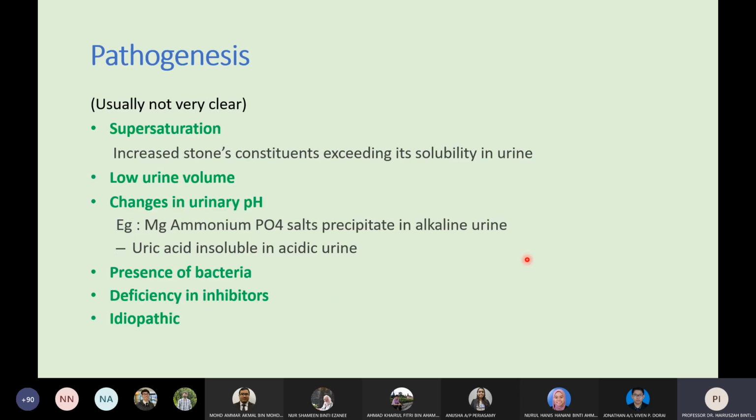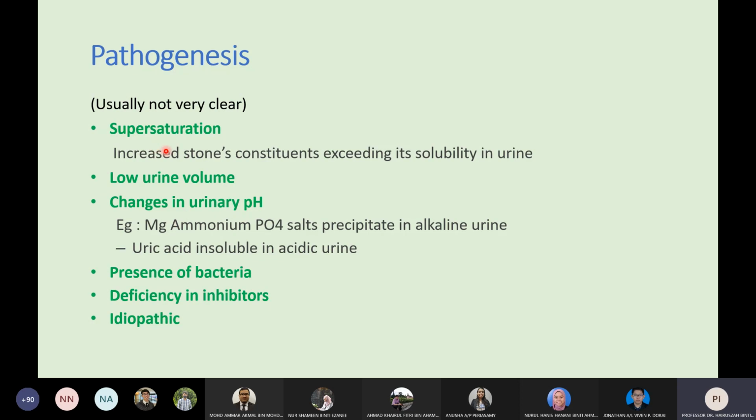So how do you get stones in the kidney? Usually it's not as straightforward as how I listed here. Sometimes you don't find these features, you can't document that this patient had evidence of an extra amount of this or that. So quite often we cannot explain it, but some of these explanations are found in patients.